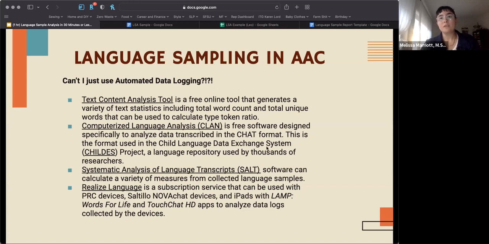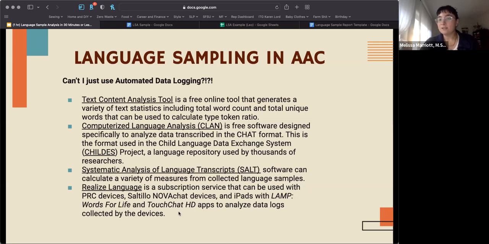And then Realize Language is a subscription service that you can use with many of the high-tech AACs to analyze the automated data logging information.